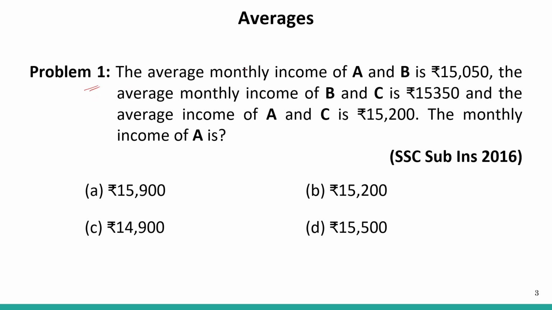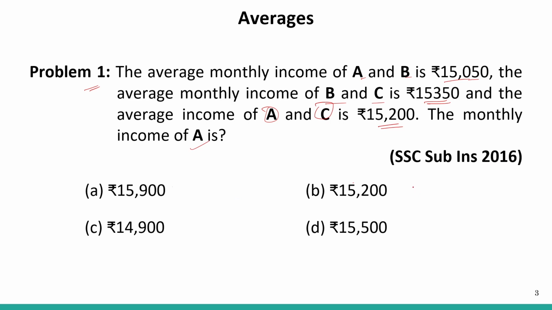The average monthly income of A and B is 15,050 rupees. The average monthly income of B and C is 15,350. That is what is given to us. And the average income of A and C is 15,200. Then the monthly income of A is what? Is it 15,900, 15,200, 15,500, or 14,900? We'll see. This question appeared in the SSC Sub Inspector Exam 2016 paper.